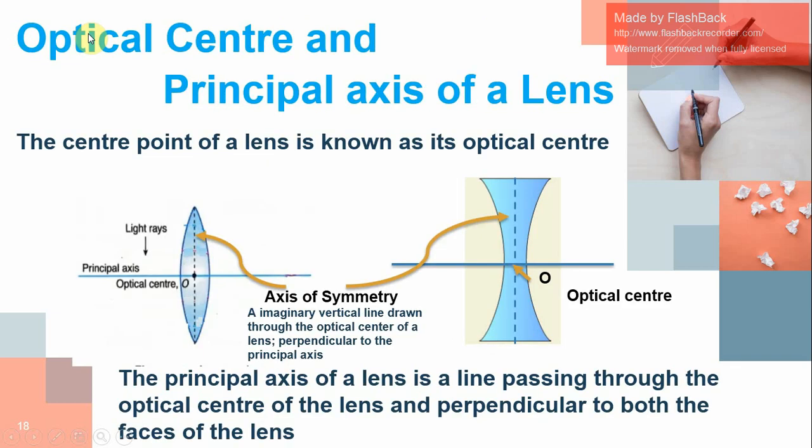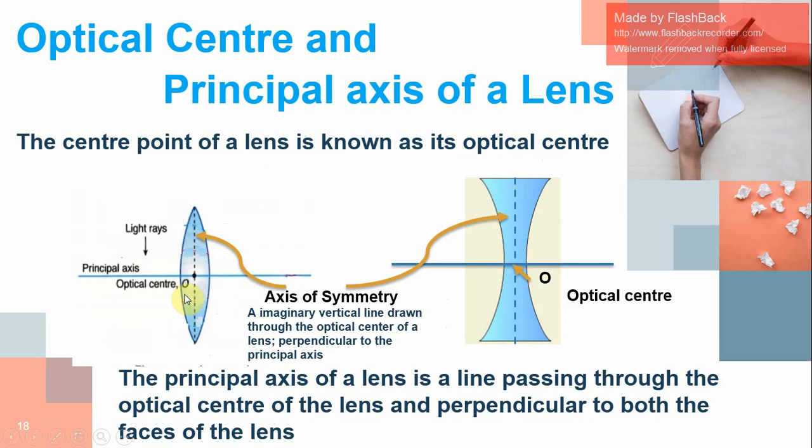Next, we discuss the optical center, principal axis, principal focus and focal length of each lens. First, the optical center. The center point of a lens is known as the optical center. Here this is a convex lens and this is a concave lens. Both have a center point, that is O. This is the center point, and it is called the optical center.